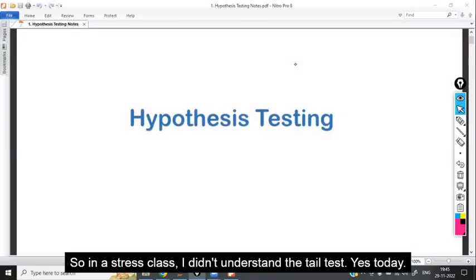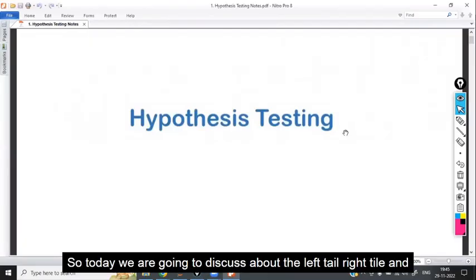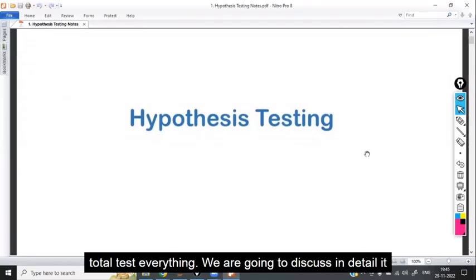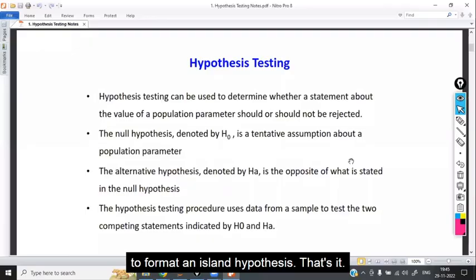Sir, in yesterday's class, I didn't understand the tail test. Yes, today we are going to discuss it. Yesterday I had not told about the tail test. Today we are going to discuss the left tail, right tail, and two tail tests, everything in detail. In yesterday's class, just remember how to formulate the null and alternate hypothesis.